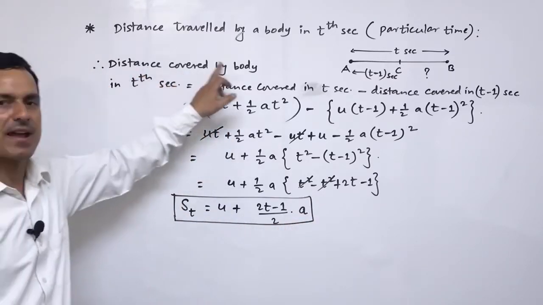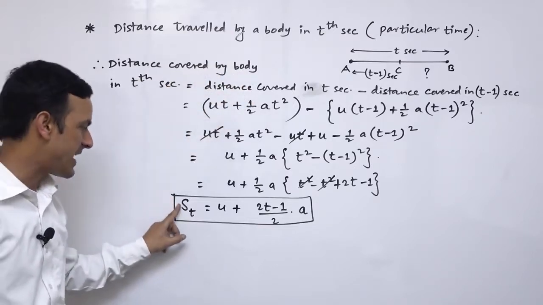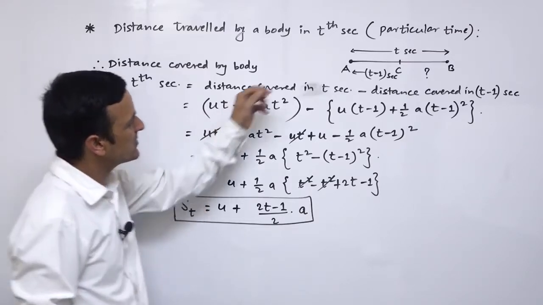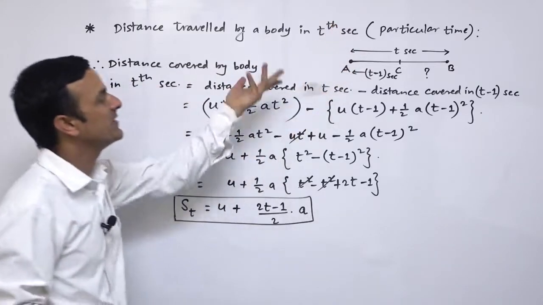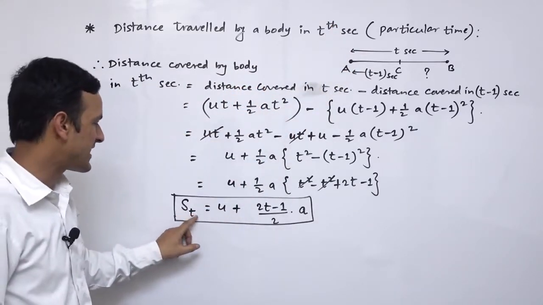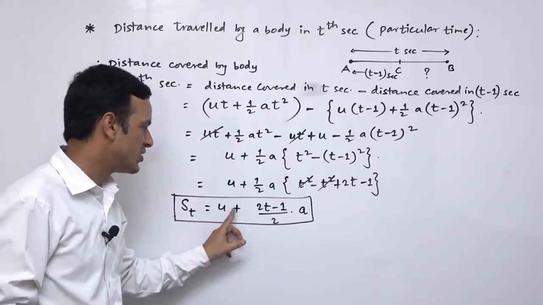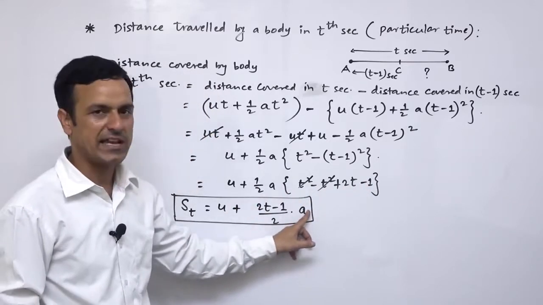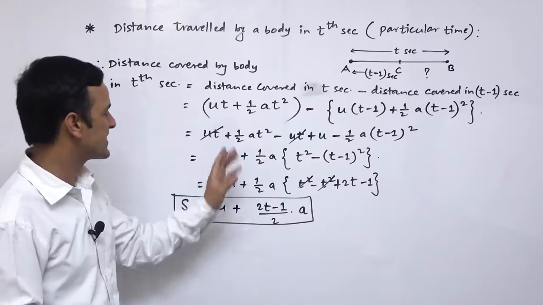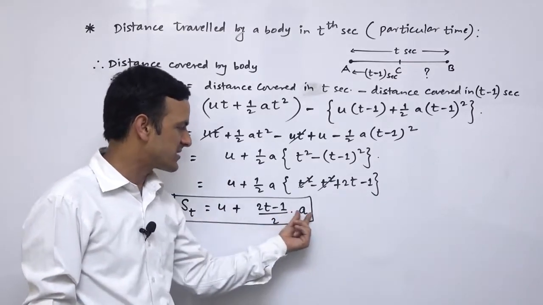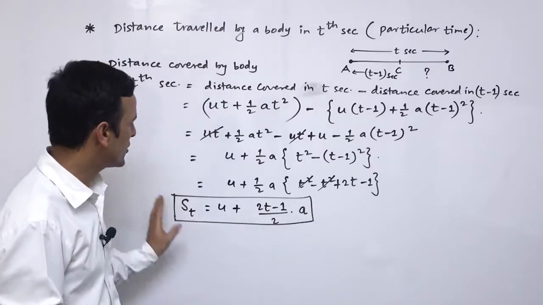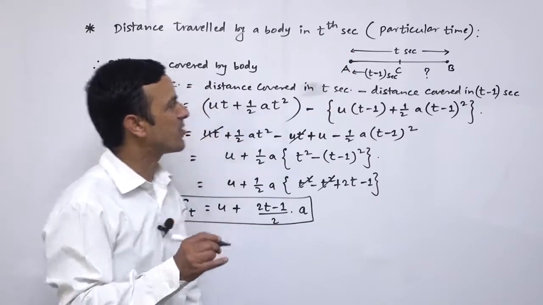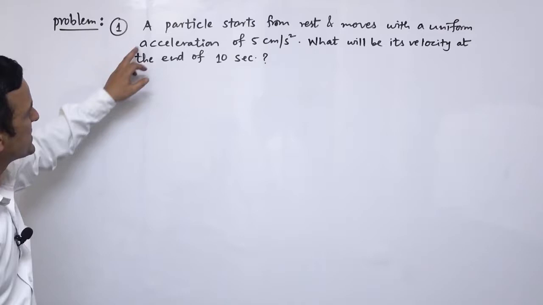So distance covered by body in tth second is denoted by st. For particular time bolagi t auncha jun time lai th bhanera lekheko huncha something position second ma bhako distance ko lagi hami st lekhchau and its formula is u plus a (2t minus 1) divided by 2. So distance covered by body in tth second nikalnu ko lagi initial value, acceleration ra time thaha paunu parcha ra yo formula ko help bata hami kunai pani body le cover gareko euta particular time ma cover gareko distance patta launa sakchau. So let's see the question.